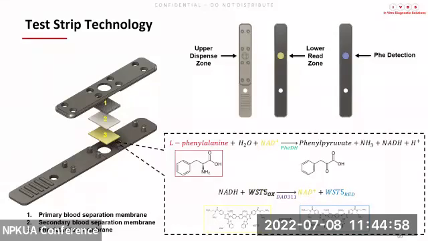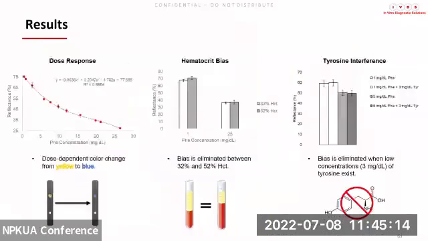We use an indicator called water-soluble tetrazolium 5. For those of you that know a little bit about chemistry, there's an oxidation-reduction process, and the indicator goes from yellow to blue, and phenylalanine also becomes oxidized to phenylpyruvate.